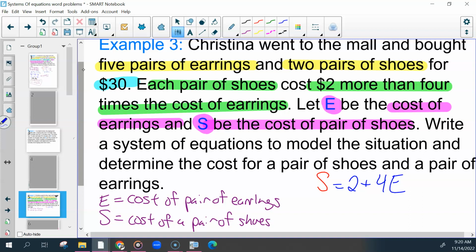It's going to be in the same format as the last problem. How did we get the 4? It says 4 times. It was in that problem. 5 pairs of earrings, 2 pairs of shoes, $30. How would we write that equation if it has to be in the AX plus BY equals C format?